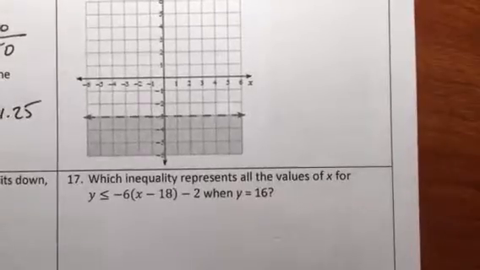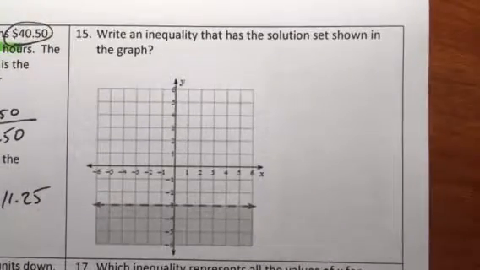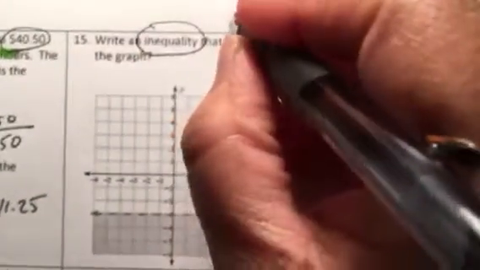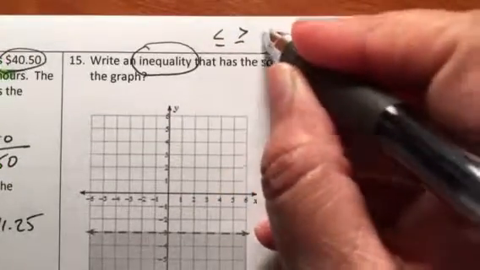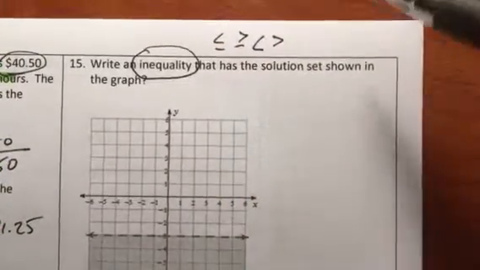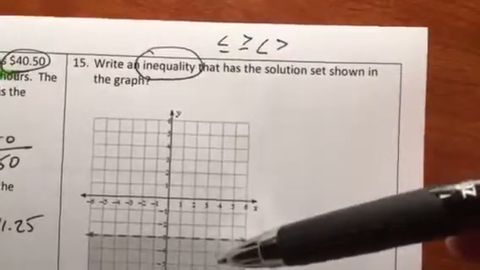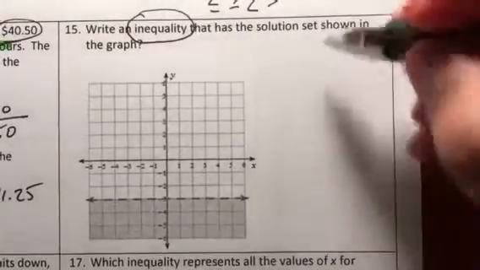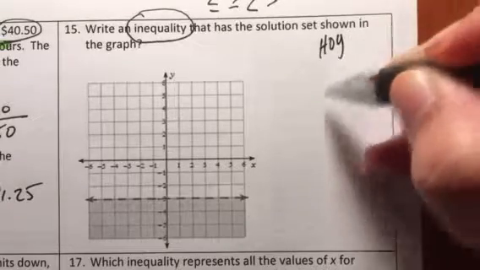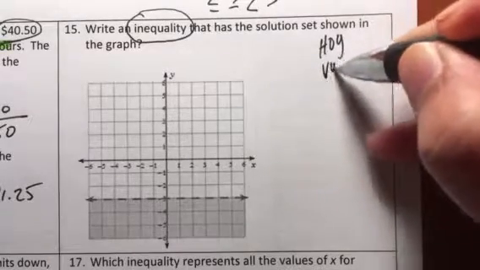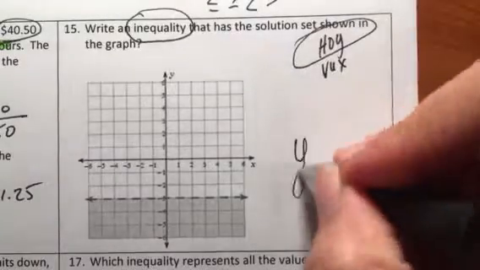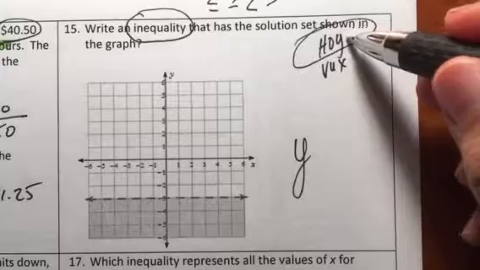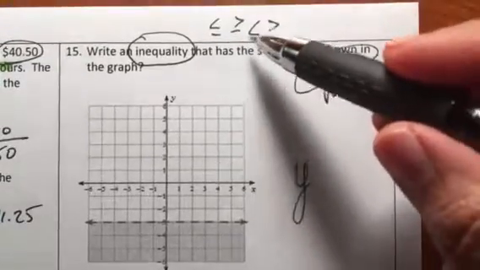Alright, so number 15. So we're going to write an inequality. So inequalities are these guys. It can be any four of these guys. Now, we want to make sure that we're drawing it for the solution set. So again, this is a little bit different. Since it's a horizontal line, I know that I need a y. Now usually we would say y equals, but this time we need an inequality.